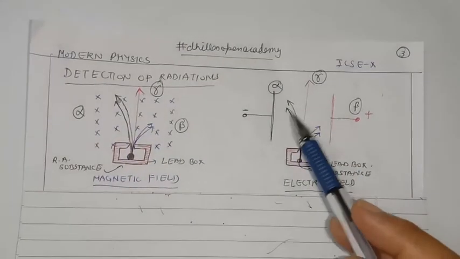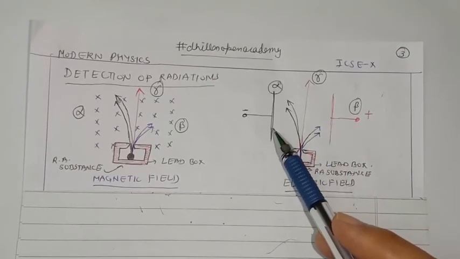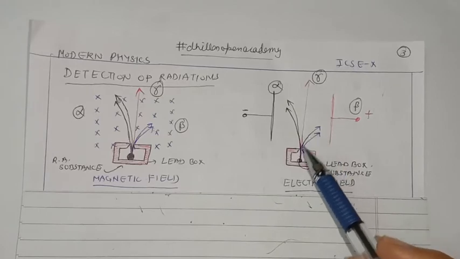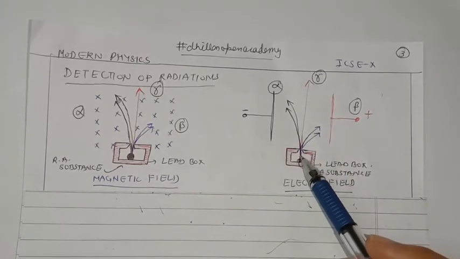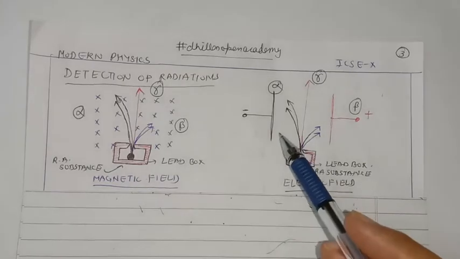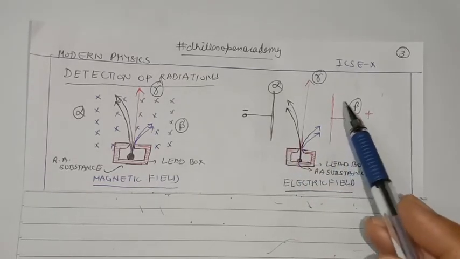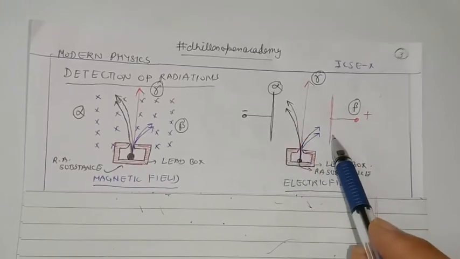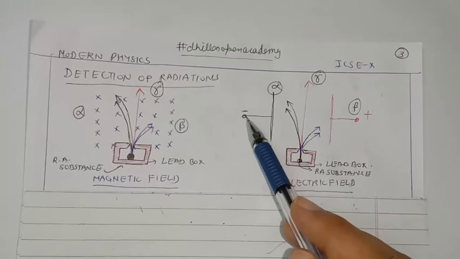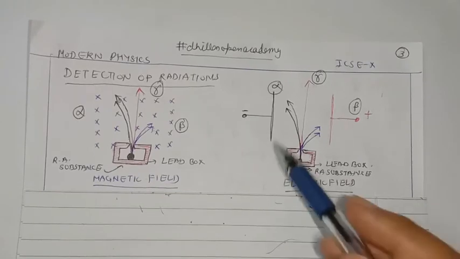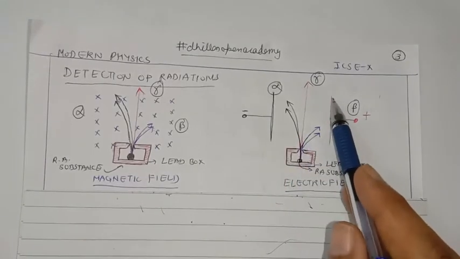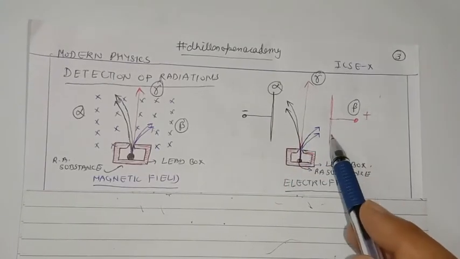Similarly, by applying an electric field, we can also detect alpha, beta and gamma. So this is again a lead cavity with a small hole with a radioactive source emitting alpha, beta and gamma radiations. The electric field is applied with the help of two metal plates. One metal plate is connected with the positive terminal of the battery, the other is connected with the negative terminal of the battery. So this whole plate is at negative charge or negative potential. This whole plate is at positive charge or positive potential.